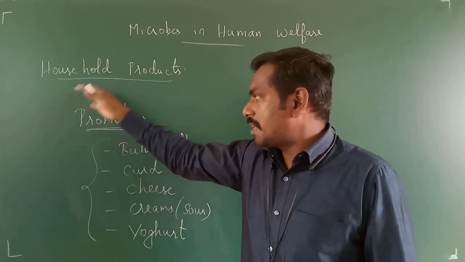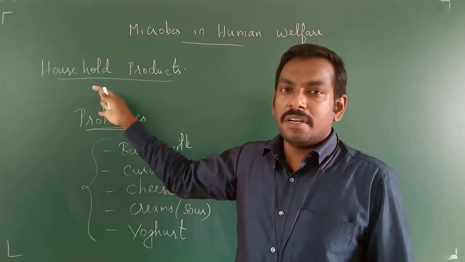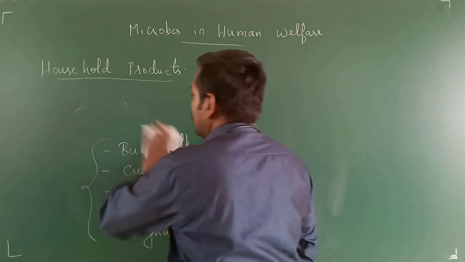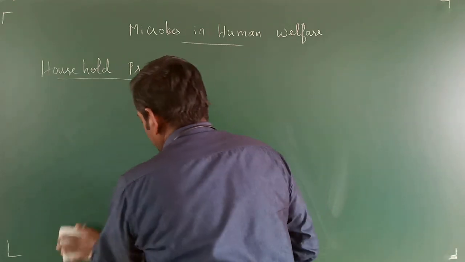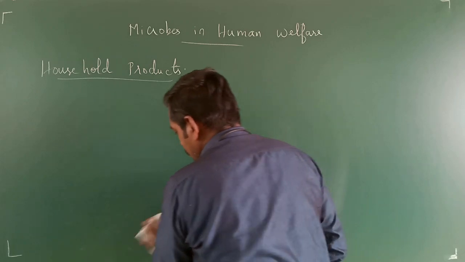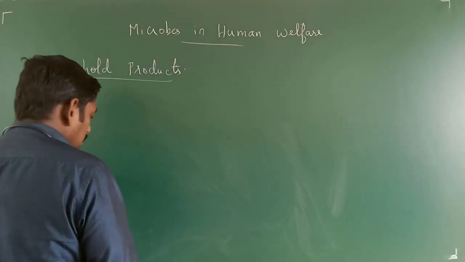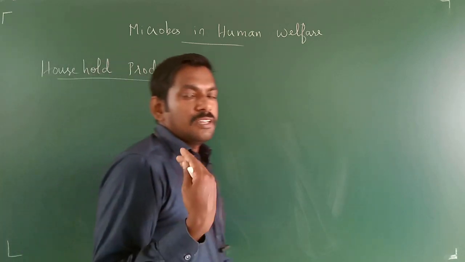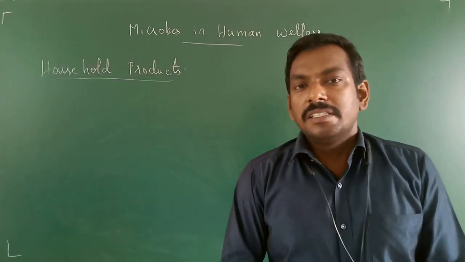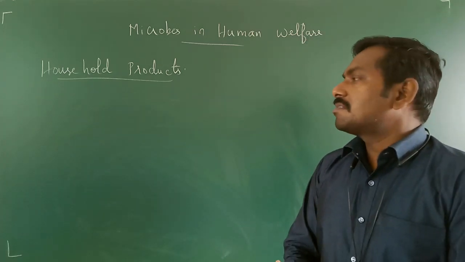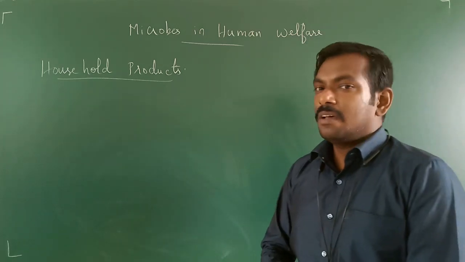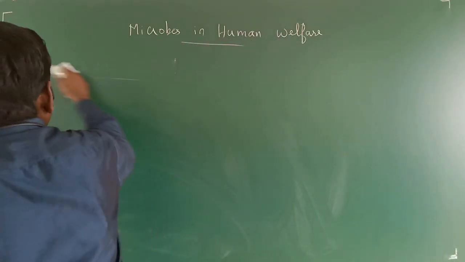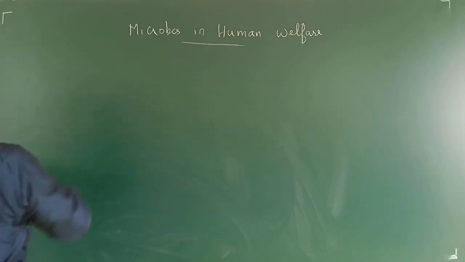Instead of taking these probiotics in a capsule or tablet form, we can take these products, which help in checking the growth of pathogens, and also help in producing some vitamins and B complexes. You have cyanocobalamin, thiamine, tryptophan. These are products which are also produced by these microorganisms. So now we are going to see about the microbes in industrial products.